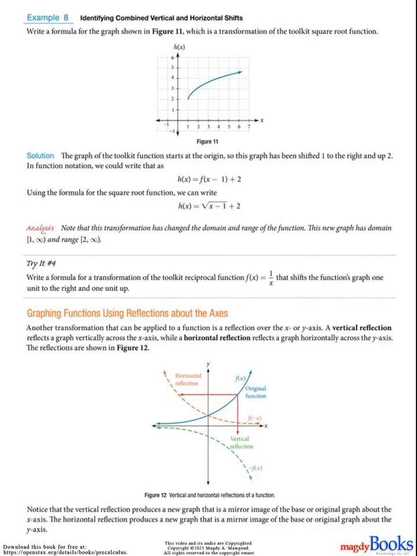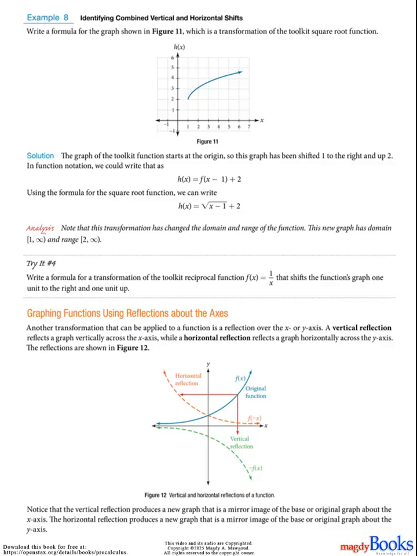Figure 11. Solution. The graph of the toolkit function starts at the origin, so this graph has been shifted 1 to the right and up 2. In function notation, we could write that as h of x equals f of x minus 1 plus 2. Using the formula for the square root function, we can write h of x equals square root of x minus 1 plus 2.